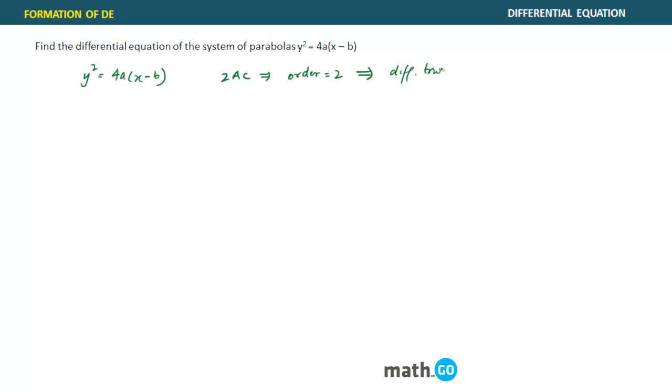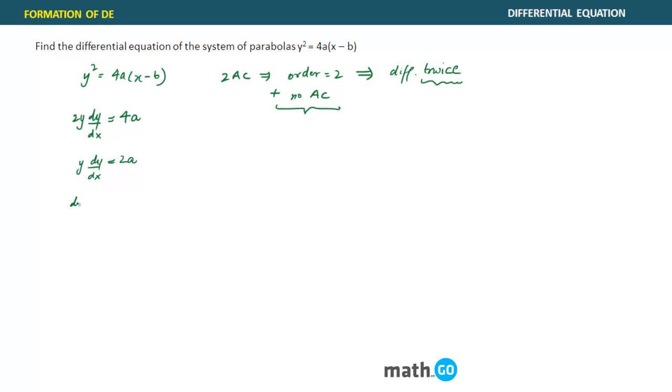Differentiate twice. This is the requirement now. This is the basic requirement. You cannot say that I'll differentiate once or I'll differentiate two. You have to differentiate it twice. So if you differentiate, what will become 2y dy by dx is equal to 4a. And if you again differentiate, what you will get is y dy by dx is equal to 2a. Your target is to find an equation which has order 2 plus has no arbitrary constants. This is what you want to find.